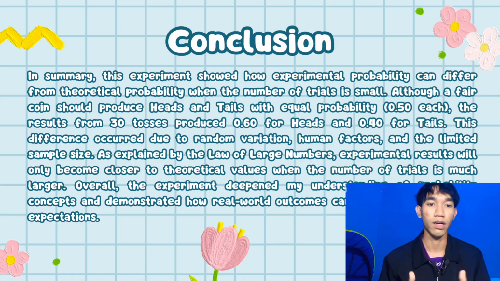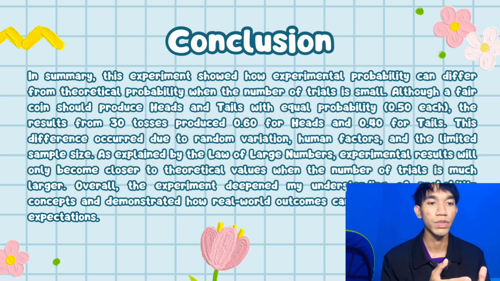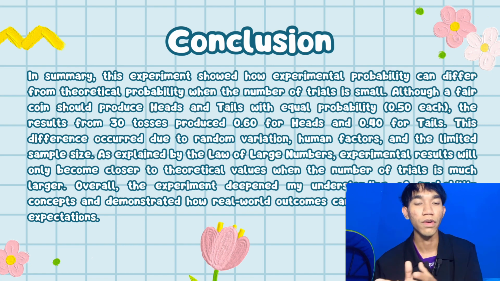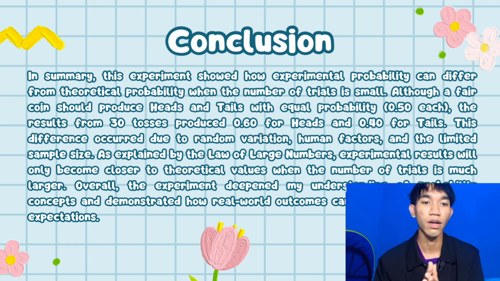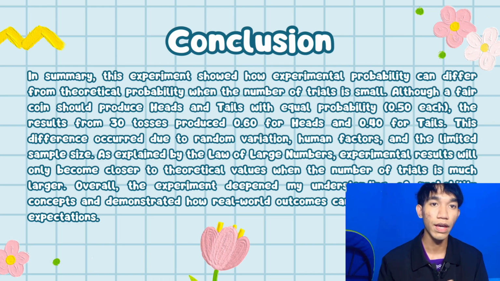In conclusion, this experiment shows how experimental probability can differ from theoretical probability when the number of trials is small. Although a fair coin should produce head and tail with equal probability, which is 0.50 each, the result from 13 tosses produced 0.60 for head and 0.40 for tail.